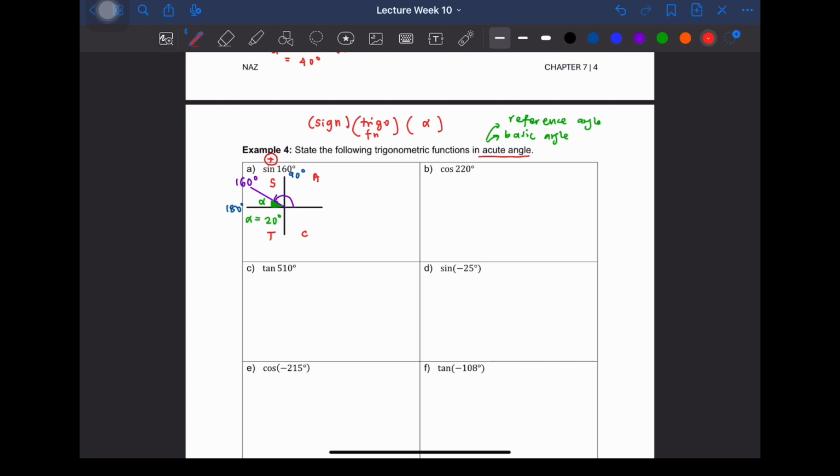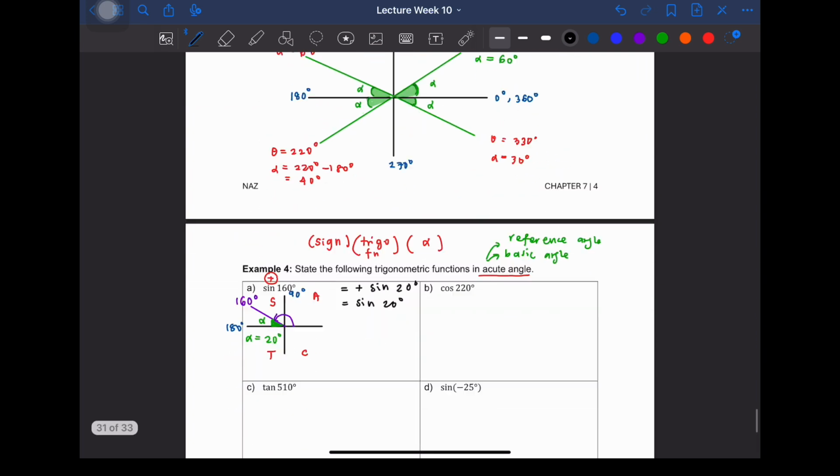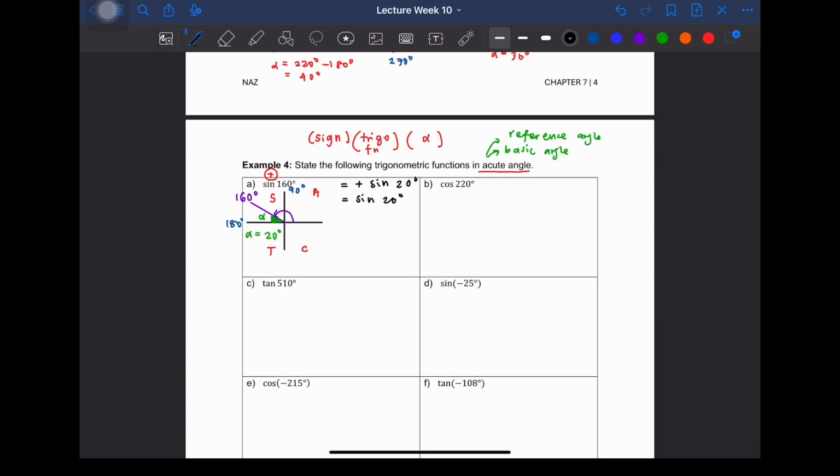Okay, so how do we write the answer? So kita akan tulis jawapan kita dalam bentuk yang atas ni tadi. The first one dia punya sign. So sign kita adalah positif dekat sini, so kita tulis positive. And then trigo function. Our trigo function is sine, so we just write sine over here. And then our alpha, basic angle kita is 20 degree. So we have positive sine 20 degree. So simplify, just sine 20 degree. Okay, that's it.